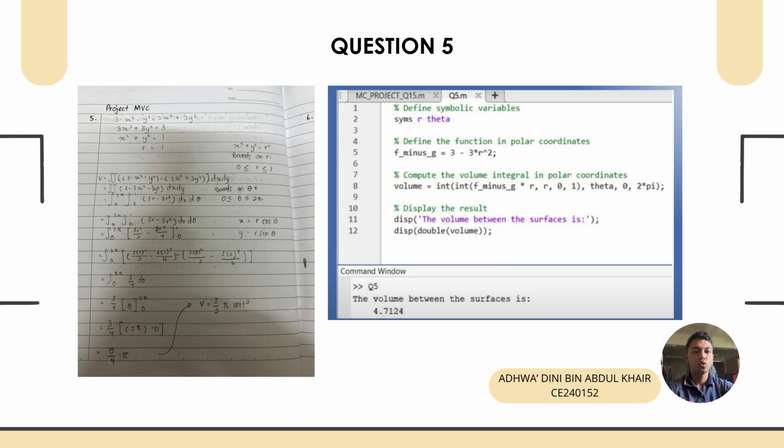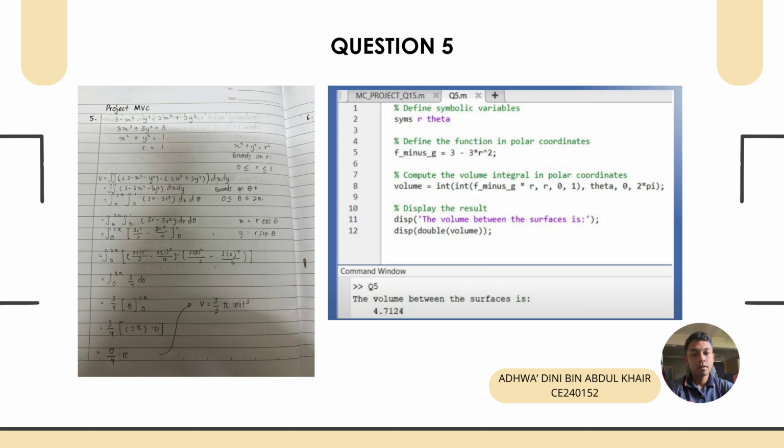Step 2, switch to polar coordinates. x equals r cos theta, y equals r sin theta. The Jacobian factor is dA equals r dr d theta. Step 3, form the integrand, the difference of the surfaces.